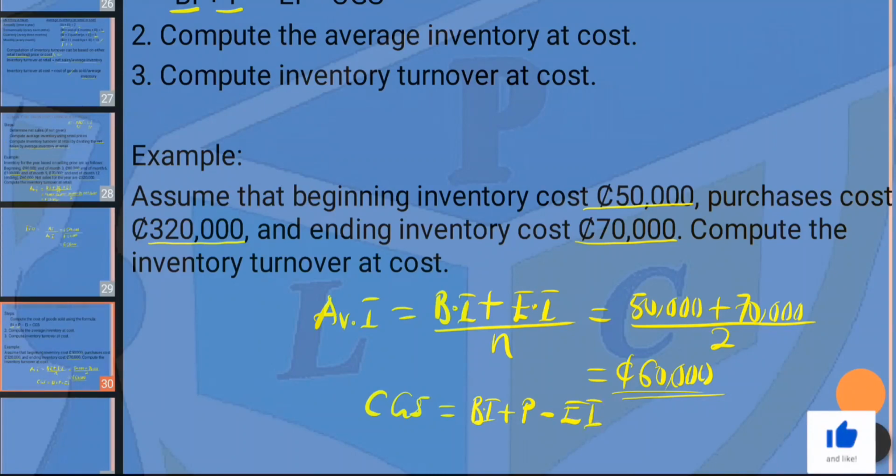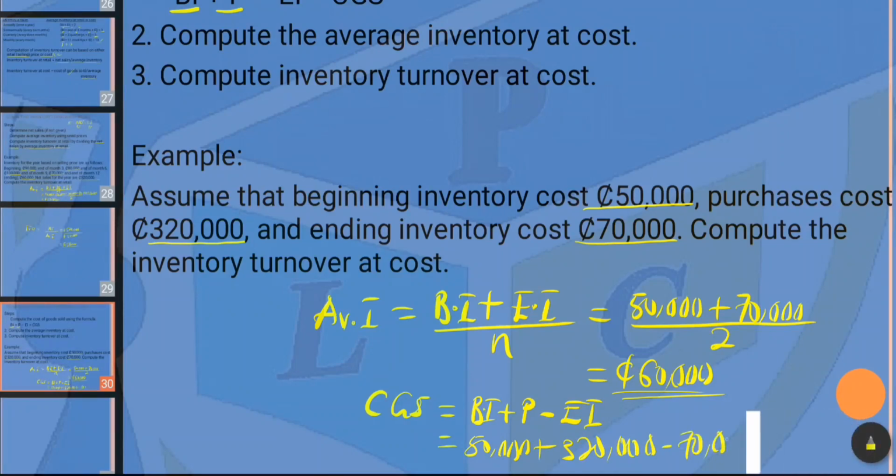So let's see how we compute for that. Our beginning inventory in this case was 50,000, plus our purchases for the period was 320,000, and our ending inventory was 70,000. So in my case, I arrive at the cost of goods sold to be 300,000. I hope that is clear, right?